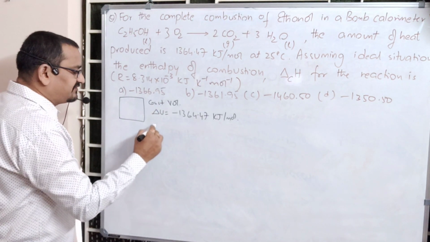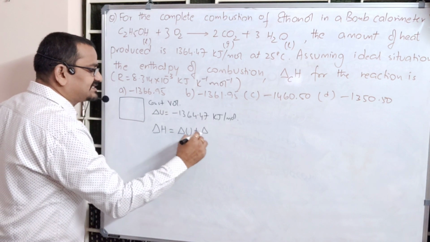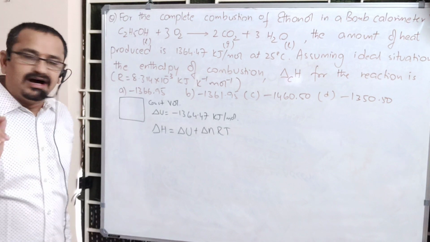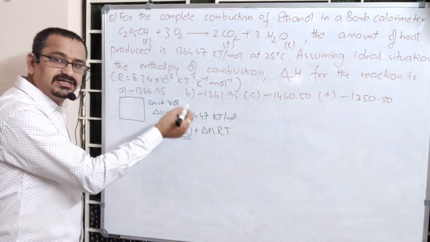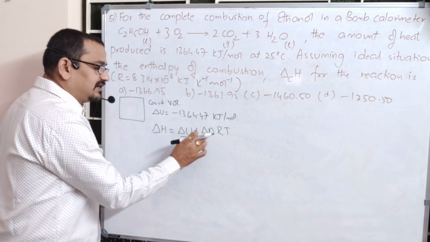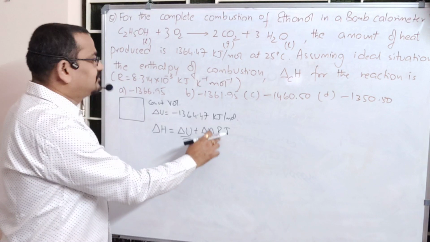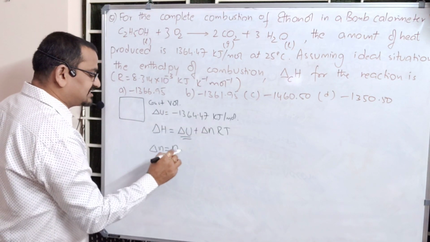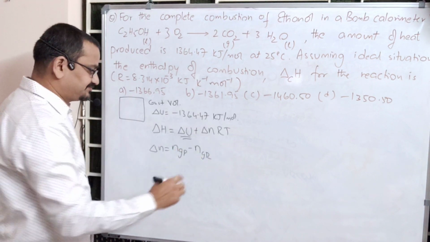Now what we are asked to find out is the enthalpy of combustion, delta H. What's the relation between delta H and delta U? Delta H equals delta U plus delta n RT. Now we are aware of this delta U value. It's given in the question itself. We need to find out delta n, the change in number of moles, and substitute the R value and the temperature.